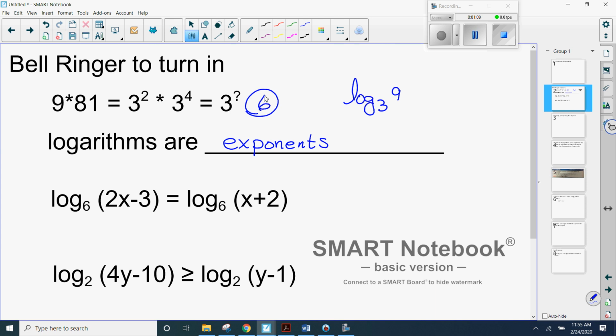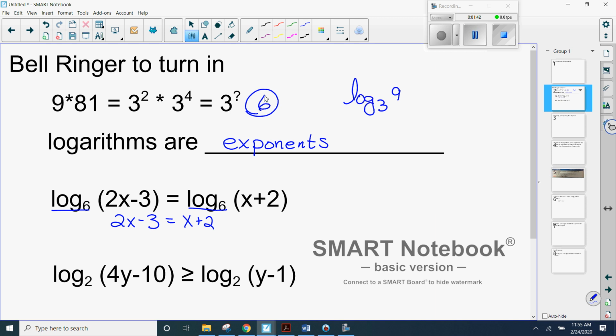If I have log base 6 of 2x minus 3, and that's equal to log base 6 of x plus 2, then what? We know if the logs are the same, then the exponents have to be equal, because this is saying 6 to what power equals 2x minus 3. But that value is the same as 6 to what power equals x plus 2. So 2x minus 3 has to equal x plus 2.